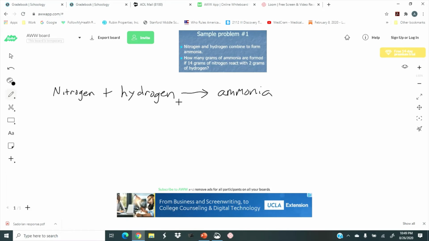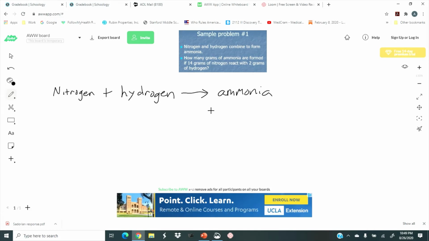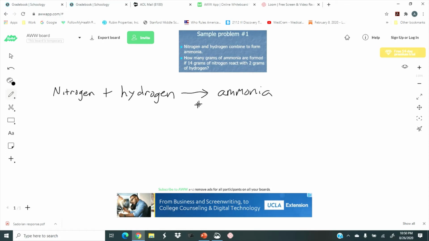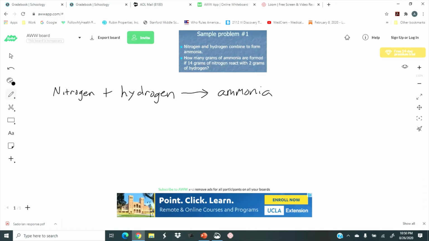Okay, and so these are the reactants, this is the products. If you'll recall, the law of conservation of mass says mass of the products equals the mass of the reactants. So according to the problem, they're asked how many grams of ammonia are formed if 14 grams of nitrogen react with 2 grams of hydrogen.